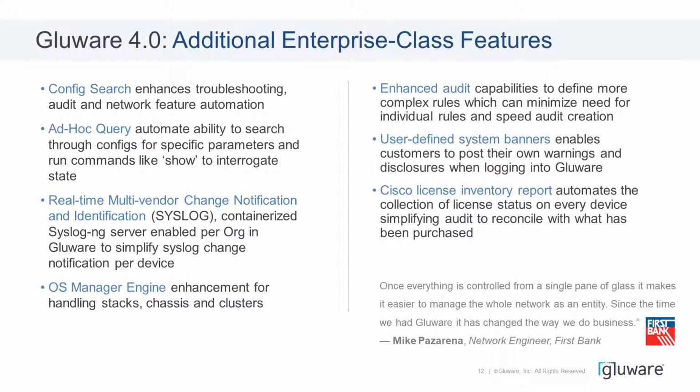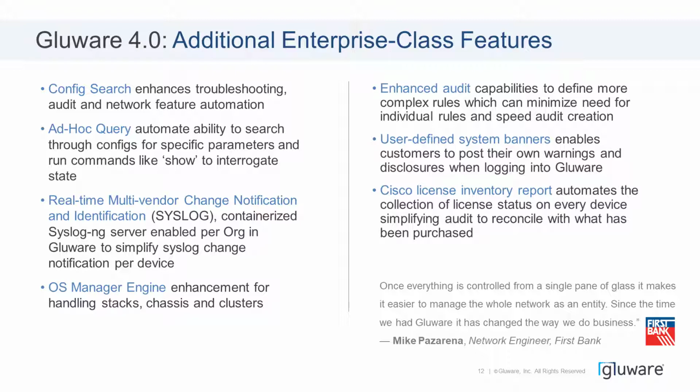Gluware 4.0 also introduces a number of additional enterprise class features, beginning with config search. This is the ability to search across all the configurations that Gluware has captured and identify devices that have particular config strings. It's very useful for troubleshooting, as well as the new ad hoc query capability. Ad hoc query allows you to search configs for parameters, but also execute show commands to capture configuration state. We're going to take a look at that in a live demonstration.